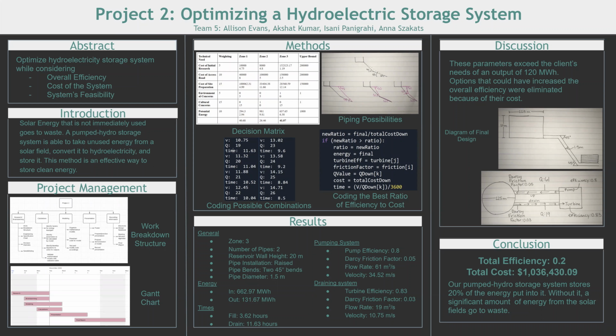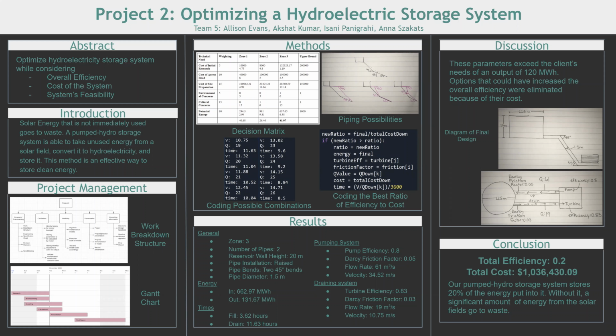Our general results are the choice of Zone 3 as the building site of the hydroelectric system, using 2 pipes for greater efficiency, and having a reservoir 20 meters high. In addition, we have a raised pipe installation due to the variable slope of the hill that uses 2 45-degree bends. The diameter of these pipes is 1.5 meters.